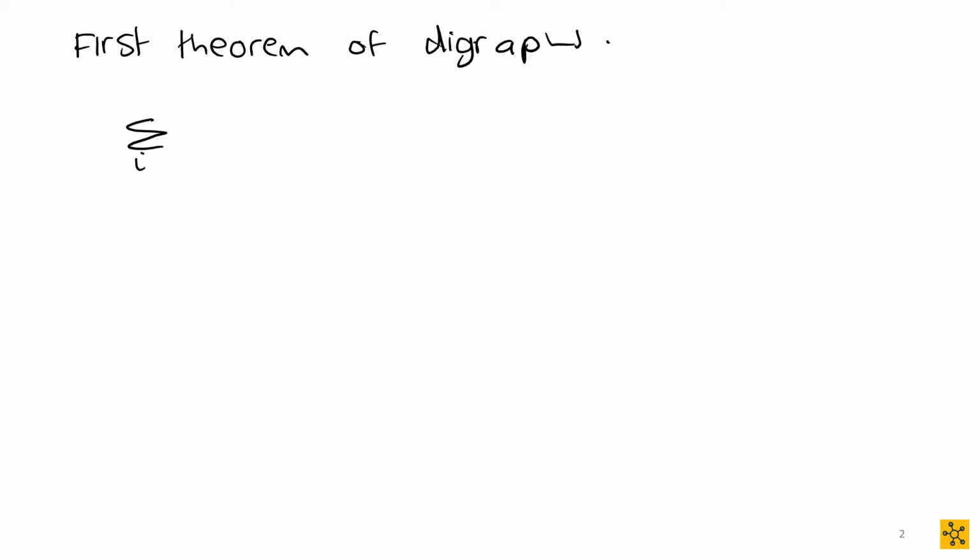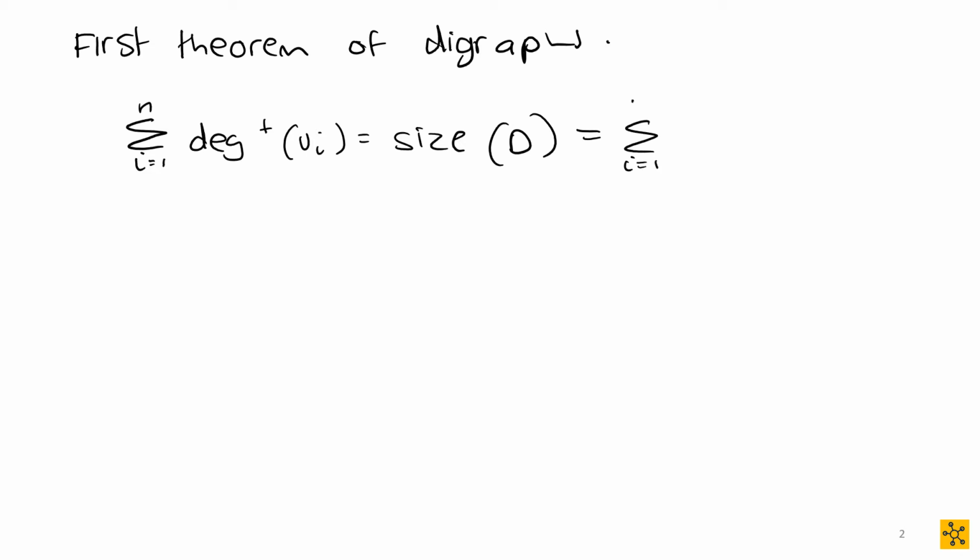Right, so the first theorem of digraphs says that the sum from i equals 1 to n of the degree plus of vi is equal to the size of D, which is equal to the sum from i equals 1 to n of the degree minus of vi, where n is the order of D.